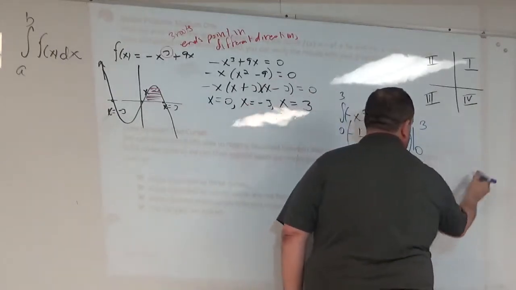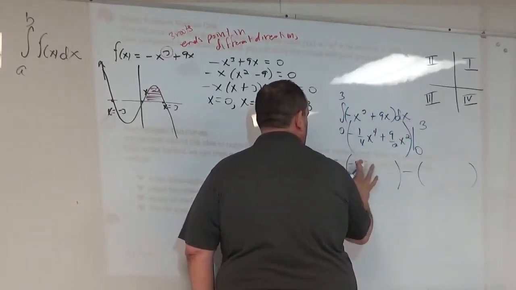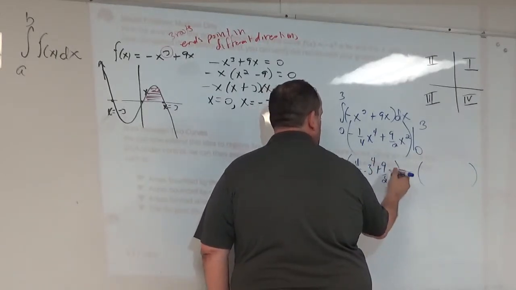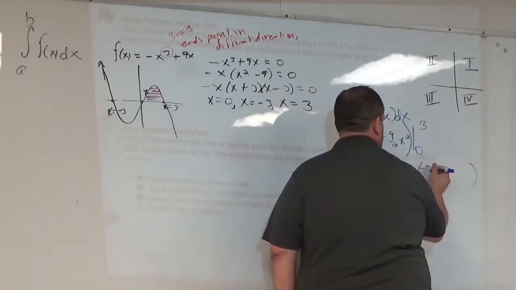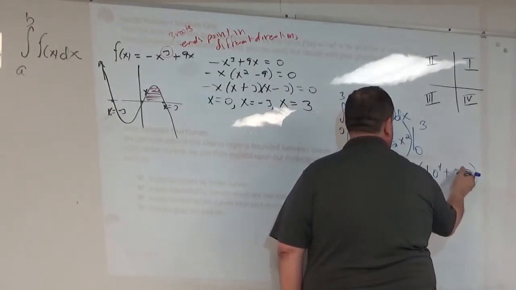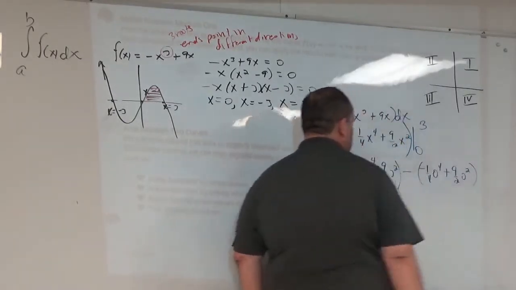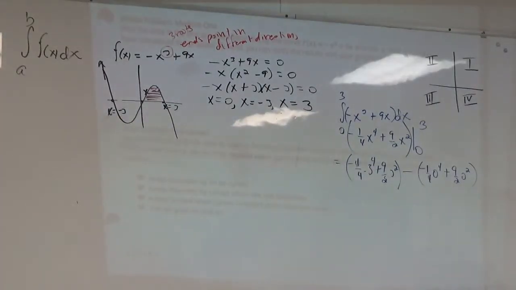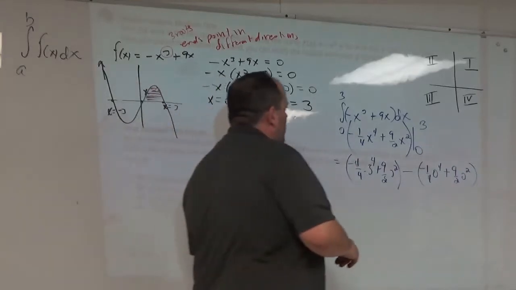Big parentheses minus big parentheses: negative 1/4 times 3 to the 4th plus 9/2 times 3 squared, minus negative 1/4 times 0 to the 4th plus 9/2 times 0 squared. And let's just assume that this is the free response. We're not going to simplify. Is everybody mostly okay? We've been here, we've done this. Maybe it's been a while.